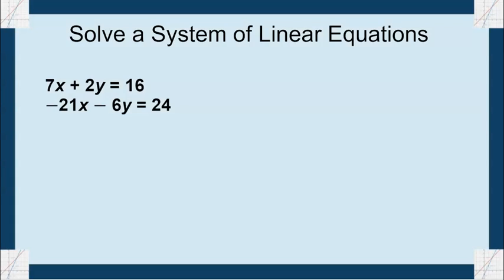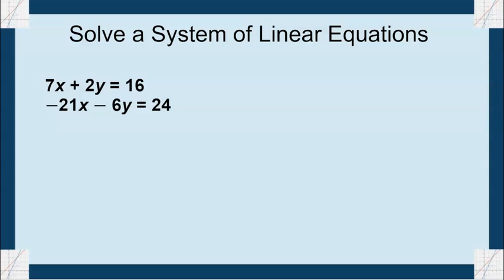In our last example, here we're going to use elimination. Now for this one, for elimination, it's best if you have your x and y on the same side. And then you're going to have to eliminate one of the variables. And to do that, you need to have the same coefficient, but with opposite signs. So here, if I look at my two equations, the top one I have 7x plus 2y equals 16. And the bottom one I have negative 21x minus 6y equals 24.